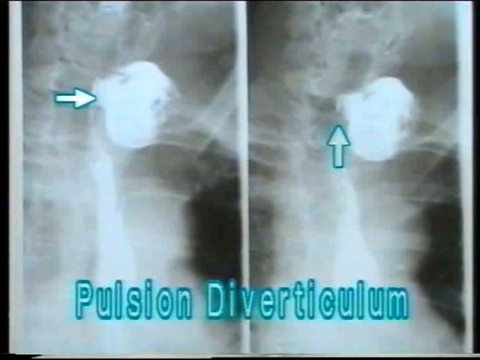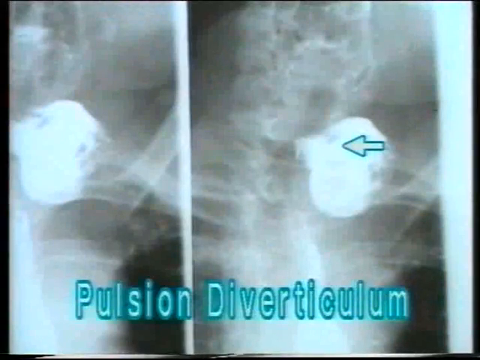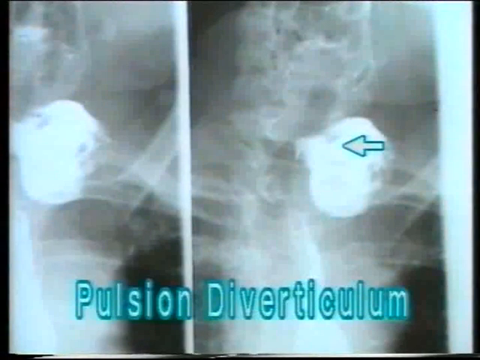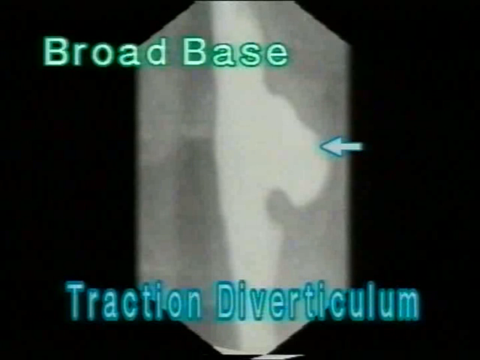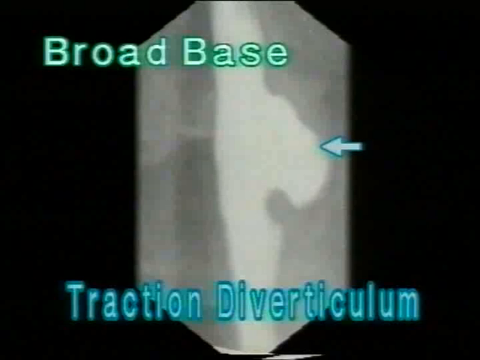In a close-up view, note this diverticulum with narrow neck arising from the upper esophagus. This diverticulum in the middle third of the esophagus has a wide and broad base. This is a traction diverticulum. It is common in the middle third of the esophagus near the tracheal bifurcation.